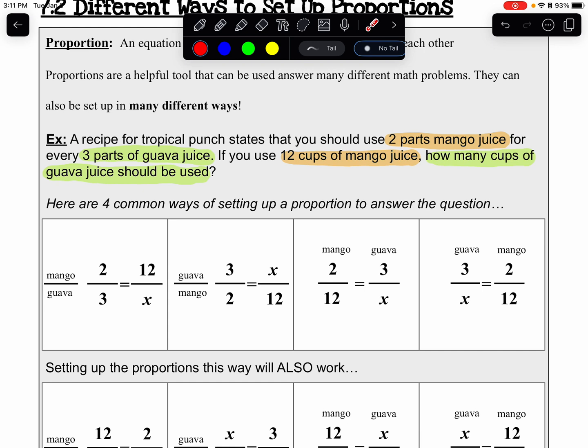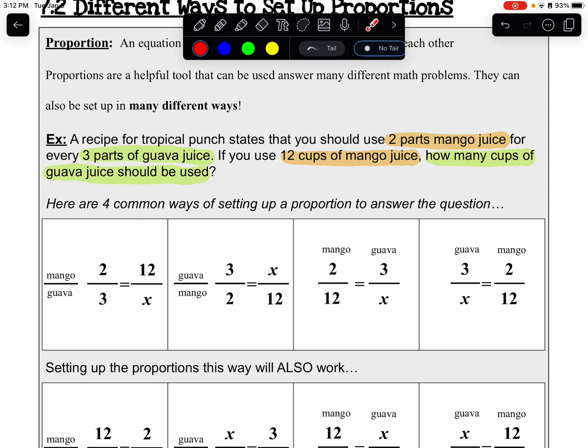Let's take a look. This is one way of doing it. We could put mango on top and guava on bottom. So we know 2 parts mango juice for 3 parts guava juice. That's the original ratio. And it says we're going to use 12 cups of mango juice, so how many cups of guava juice should be used? And that's why that variable is down there.